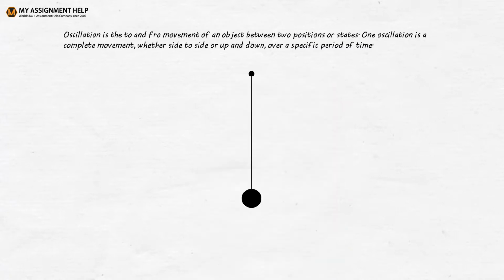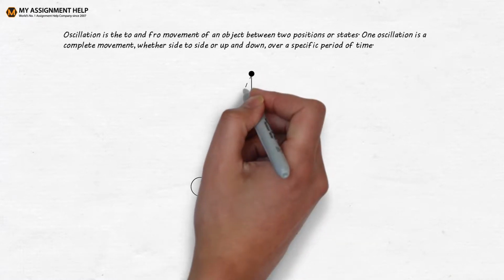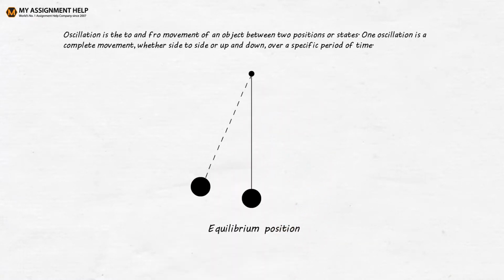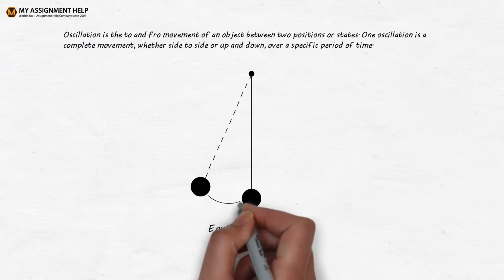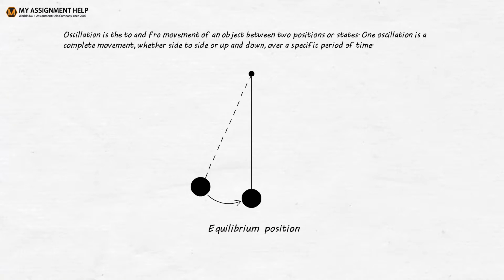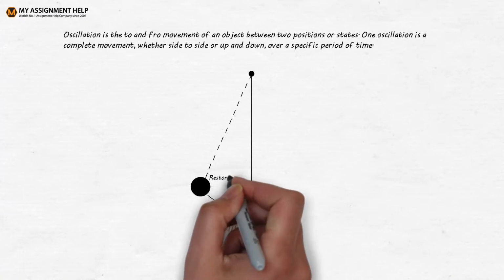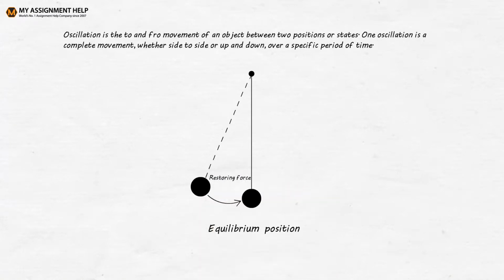Consider the movement of the pendulum of a wall clock. Initially, the pendulum is at its equilibrium position. If you displace the bob of the pendulum from its equilibrium position, a force acts on the body trying to bring it back to its equilibrium position. The force acting on the body is known as restoring force, and it gives rise to oscillations.